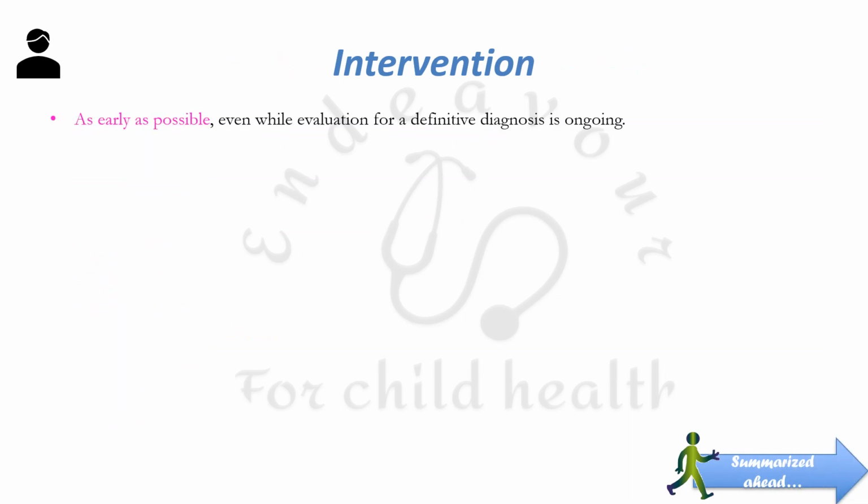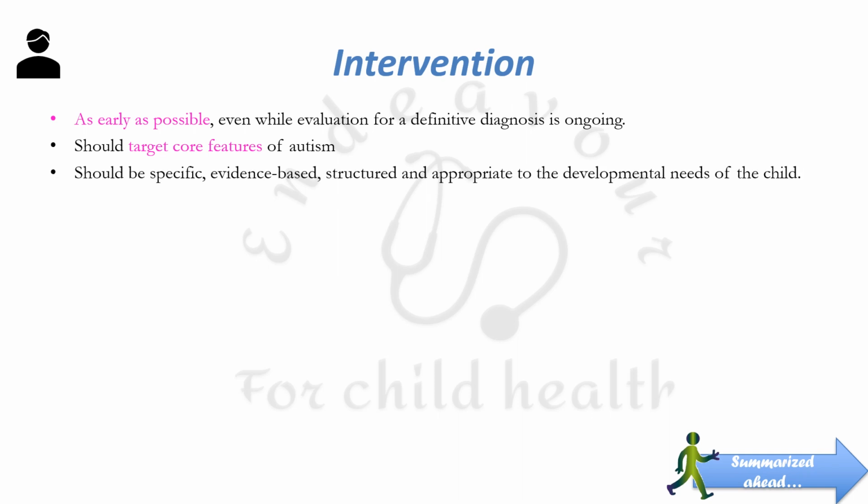So, intervention should be begun as early as possible, even while evaluation for a definitive diagnosis is continuing. It should target the core features of autism, that is lack of communication, language, and repetitive behaviors. It should be specific, evidence-based, structured, and appropriate to the developmental needs of the child. That is, autism should be recognized as a specific disorder and proper therapy should be instituted.